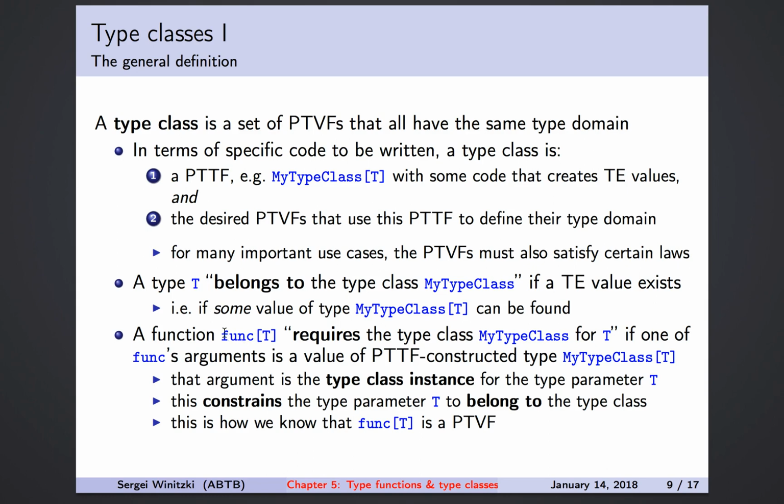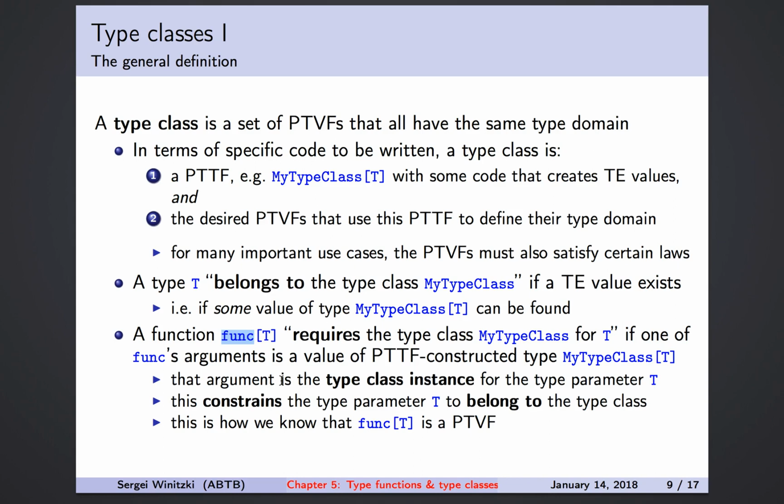Now, a function with type parameter requires for this type parameter the type class my type class. What does it mean? Well, it means that actually one of the arguments of this function, usually implicit argument, is a value of a type like this, which is constructed using a partial type to type function. So if you see that there is some partial type to type function lying around, then you know that this is a partial type to value function that requires a type class constraint, where it constrains a type parameter to belong to the type class. Otherwise, it cannot be called with that type.